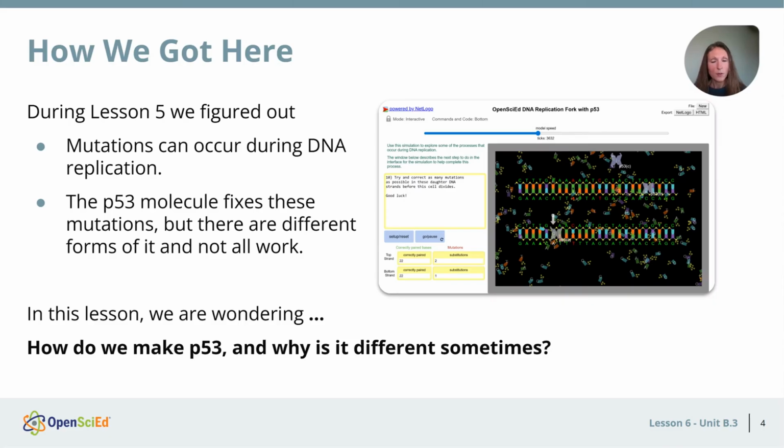During Lesson 5, we figured out that sometimes the wrong letters pair up during DNA replication when chromosomes are duplicated, but p53 can correct these mutations. We noticed that there are different versions of the p53 molecule and saw that not all of them actually worked. So now we are wondering about these different p53 molecules. We want to know how we make p53 and why it's sometimes different.